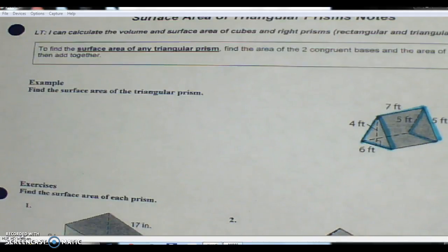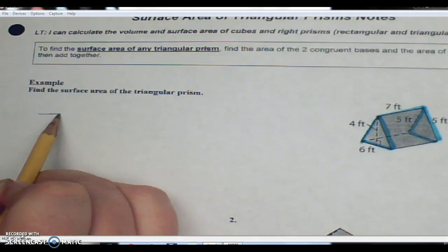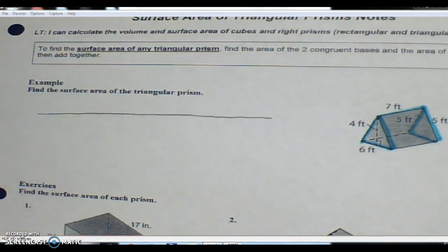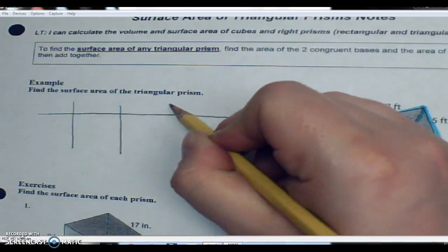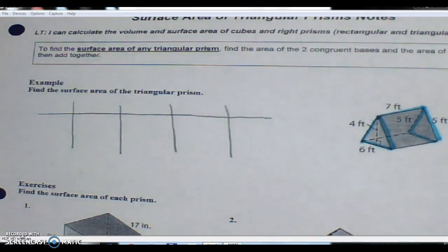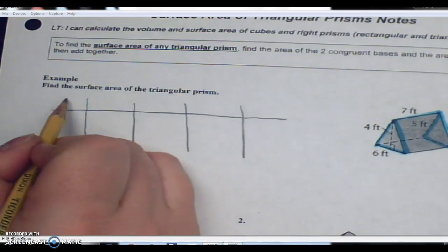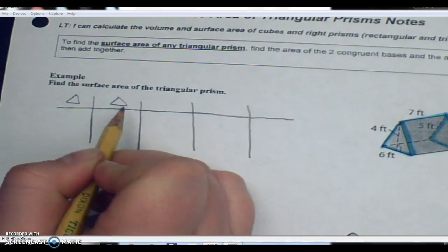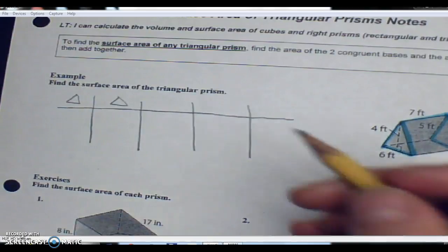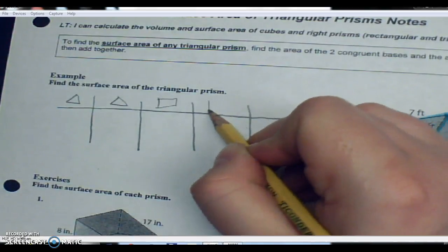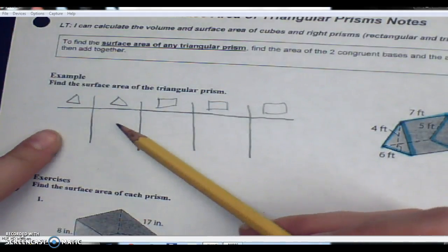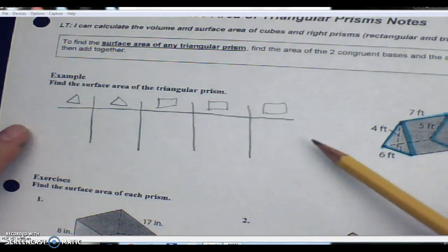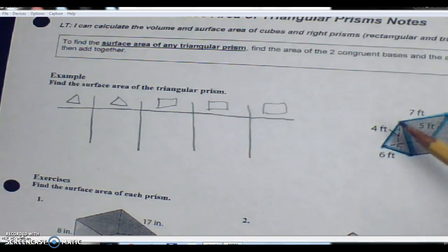So the best way to do this is to make yourself a little chart. On that chart, we're going to have 5 columns because we have 2 bases and 3 faces. Then I'm going to label this a triangle and a triangle. So there's my 2 triangular bases. And then I have 3 rectangles. What I'm trying to do is find the area of each of these 2-dimensional shapes to add them together to get the surface area of the entire 3-dimensional shape.